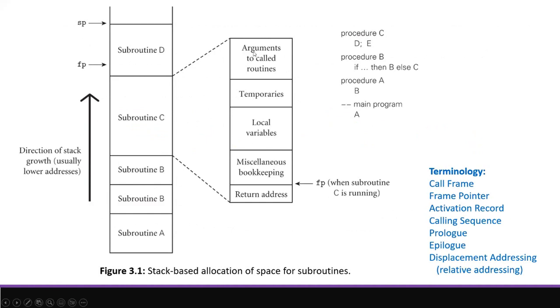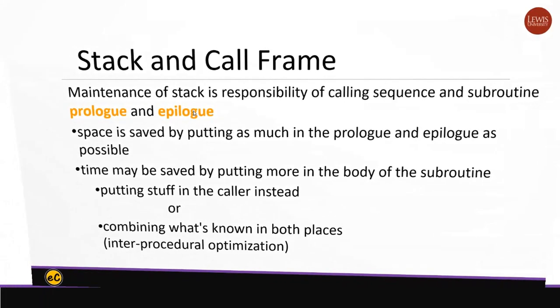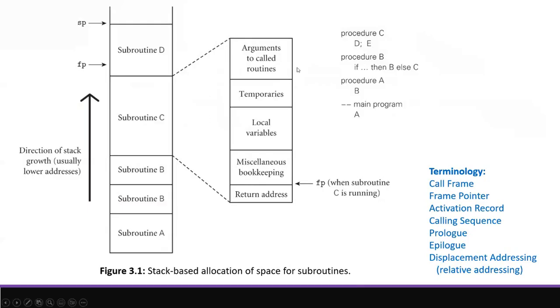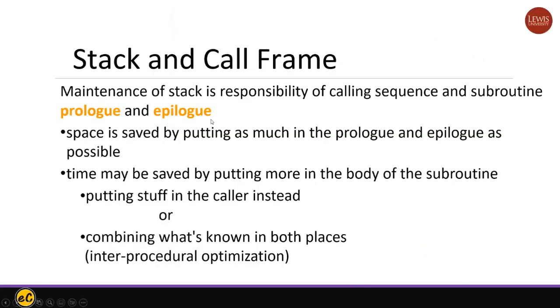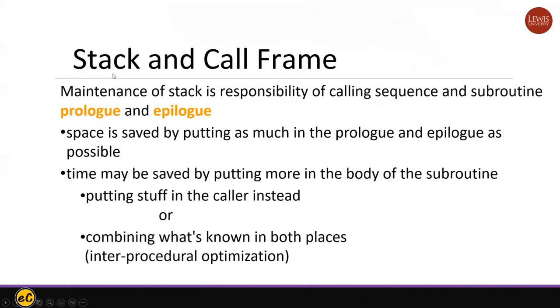When you have a subroutine, you will call it, and there's a call frame. So for the stack and call frame, there's a calling sequence and a termination sequence. We call them prologue and epilogue. Prologue is the procedure that you run to set up your call frame. Epilogue is the procedure to finish it up. So far these are the local variables.